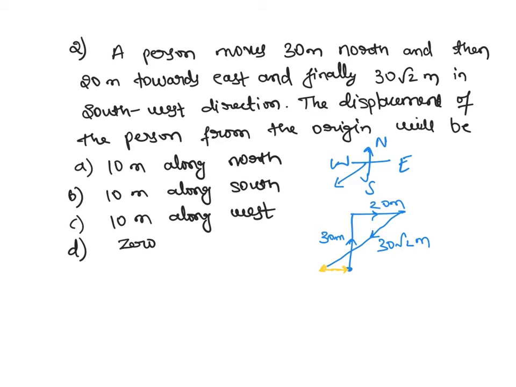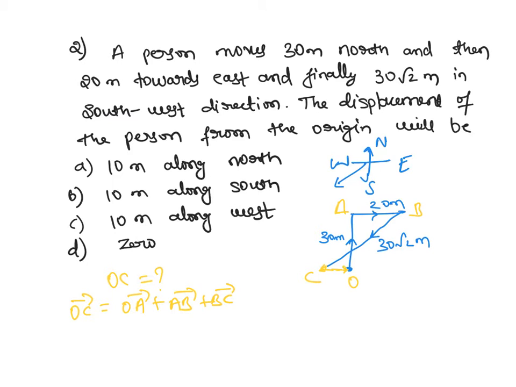Okay, so let me name the points. Say this is origin O and this is A. After that it is B, and after that it is C. Now they are asking OC is equal to how much? As you know, displacement is a vector quantity, so we need to use vector addition here. OC vector is equal to OA vector plus AB vector plus BC vector. I need to get the vector addition of all the displacements, correct? OA plus AB plus BC.